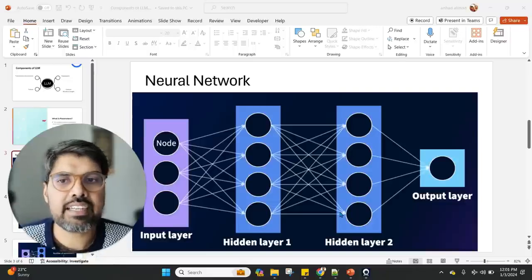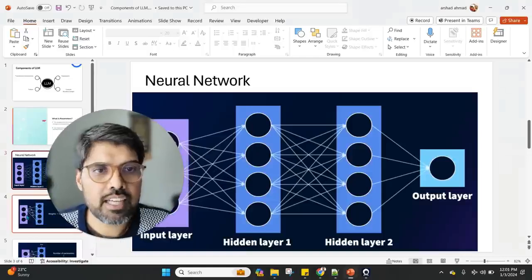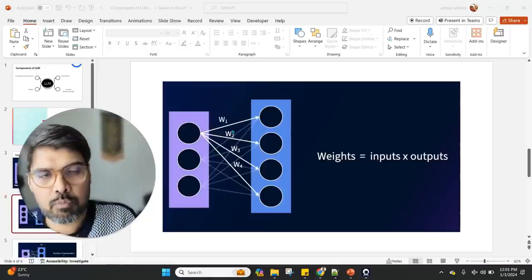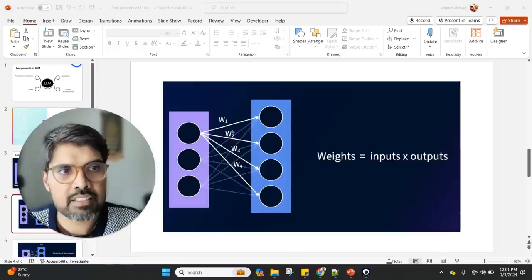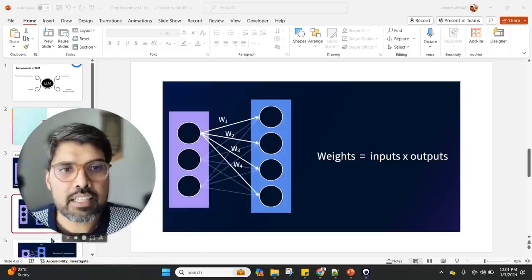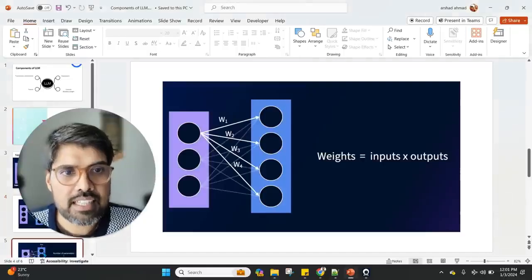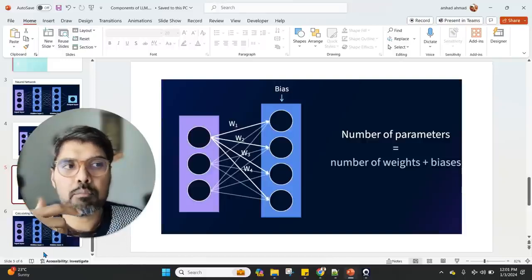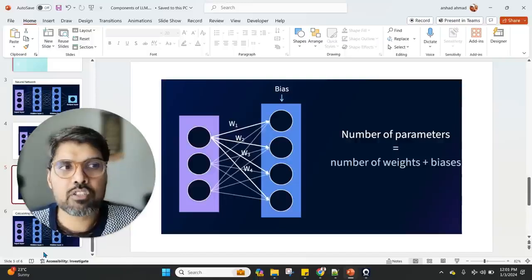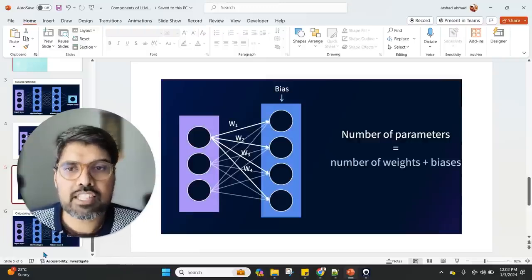This is a connected network. So we will understand what a parameter is in this particular scenario. As you can see, between the two different layers there are connections, and they are calculated by weights. So weights are equal to inputs times outputs, and there are also biases. The number of parameters is not always equal to just the number of weights, but is equal to the number of weights plus the biases.